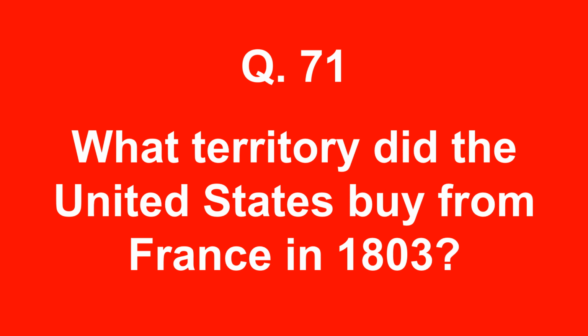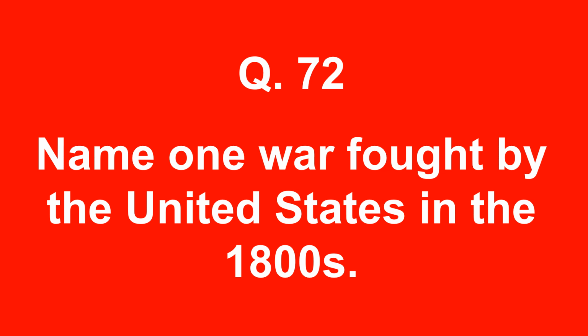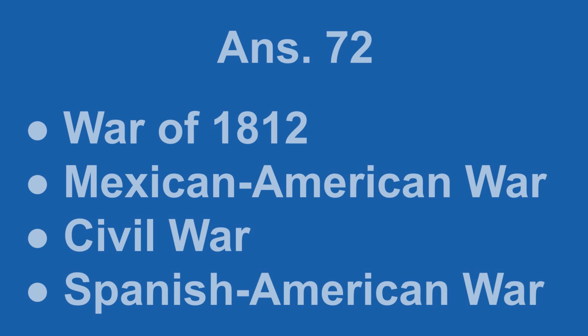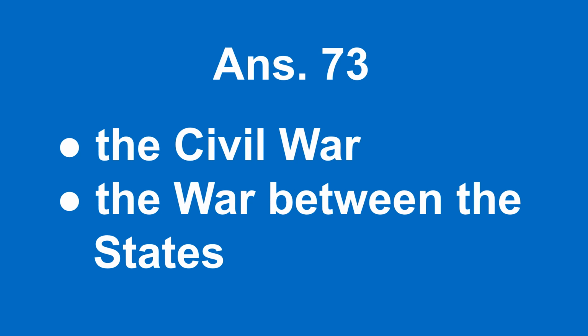What territory did the United States buy from France in 1803? The Louisiana Territory, Louisiana. Name one war fought by the United States in the 1800s. War of 1812, Mexican-American War, Civil War, Spanish-American War. Name the U.S. war between the North and the South. The Civil War, the war between the states.